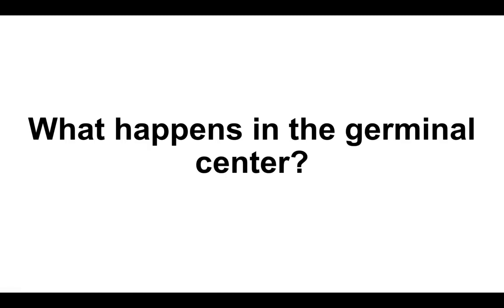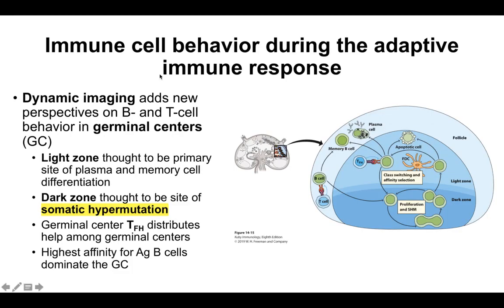What happens in the germinal center? In the germinal center, this is where you get somatic hypermutation, so you can get ultimately, hopefully, antibodies that bind with a higher affinity to antigen.